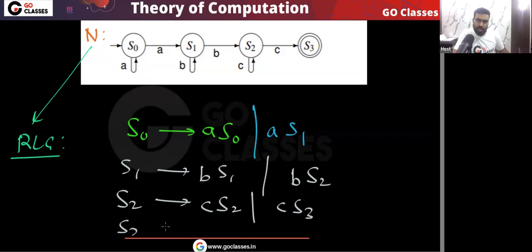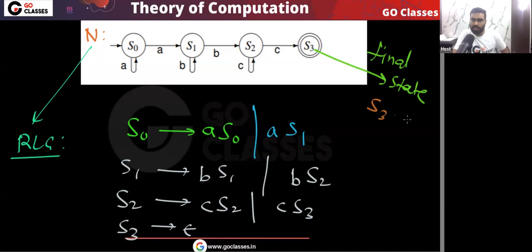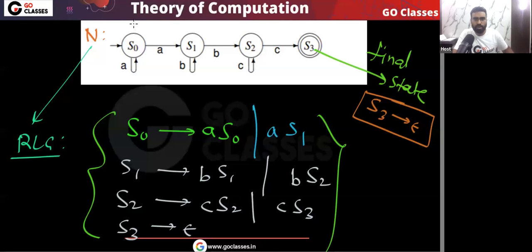S3 is the final state, so I have to put S3 going to epsilon. Because this is the final state, we have to put S3 going to epsilon. So like this, you can convert this finite automata to grammar. I hope you understood. You got the right linear grammar. Okay, understood? Let me know. Very simple.